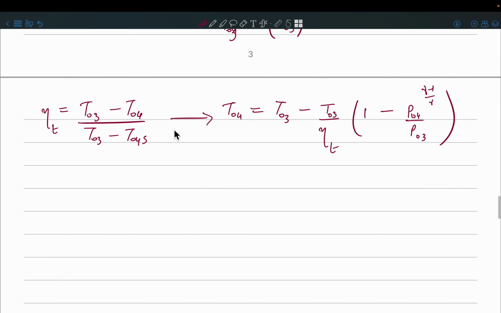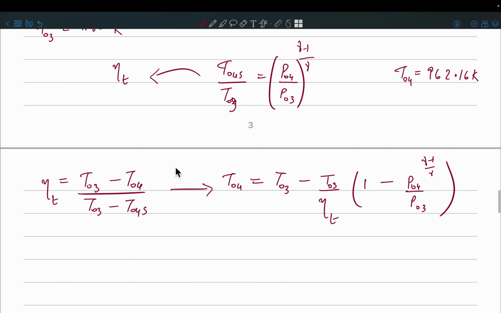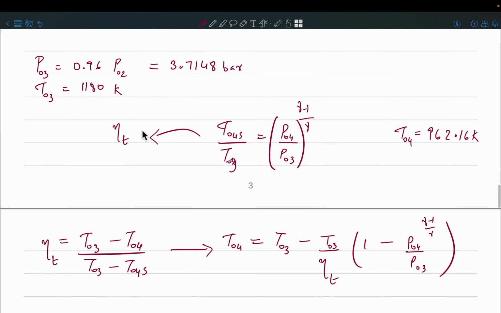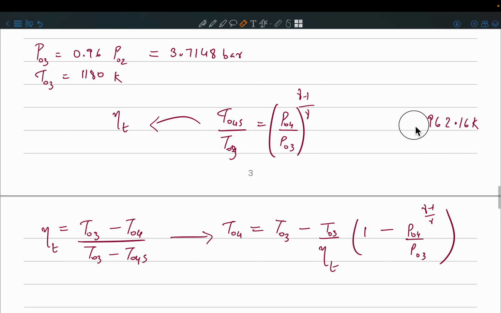Okay, so in this question, what are we already given? What is given to us? P03 is given, T03 is given, but we do not have the value of P04. So how will you find the value of T04? I shouldn't have given this value here to you. So you have T03, you have P03. How will you find T04? Any idea?